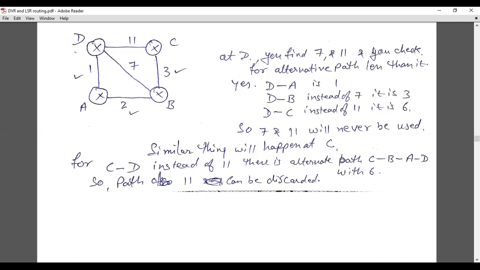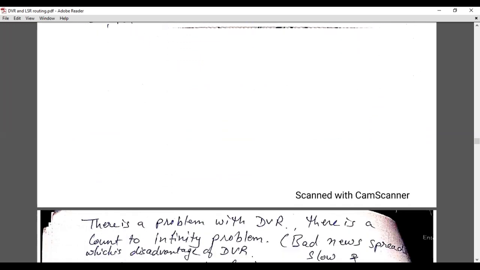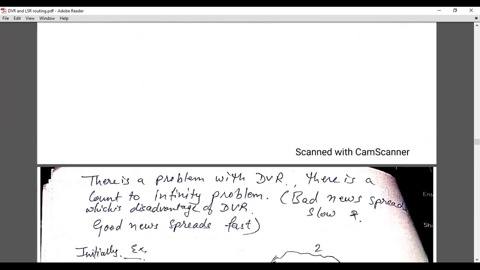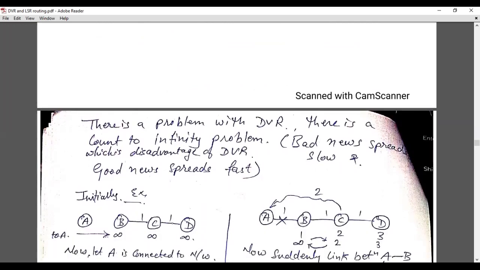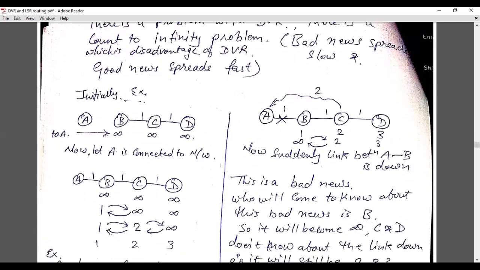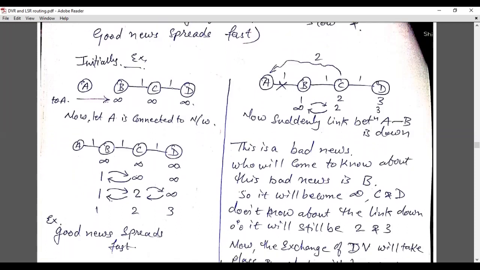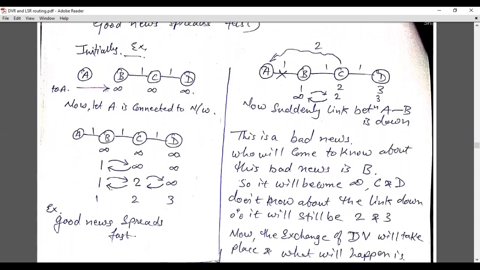Again, there is a problem with the distance vector routing algorithm, and that is the count to infinity problem. The meaning of count to infinity is that bad news spreads slow and good news spreads fast. We'll take the example of this situation. In the initial example, the first one, the good news spreads fast. We'll discuss the left one.